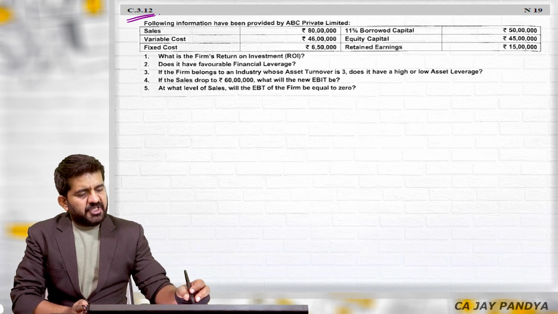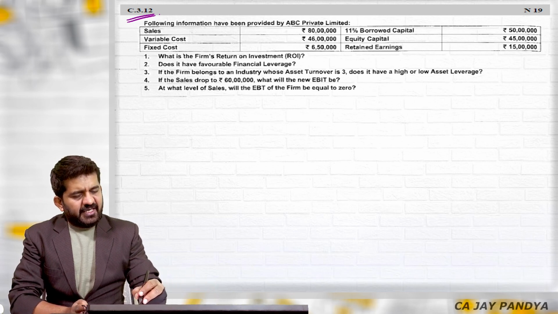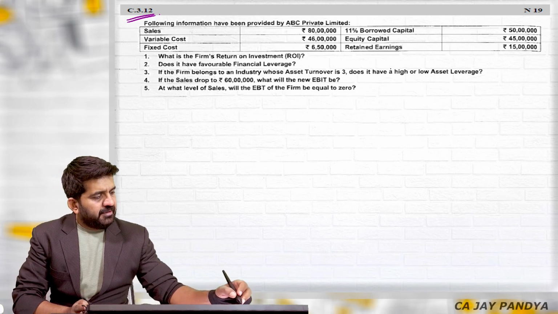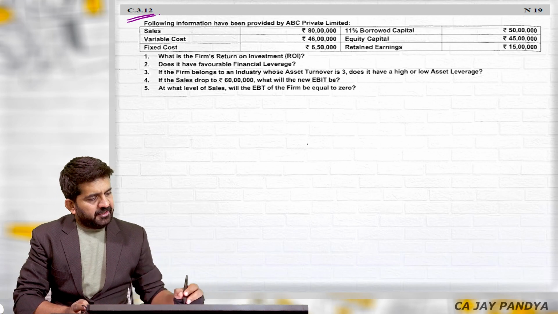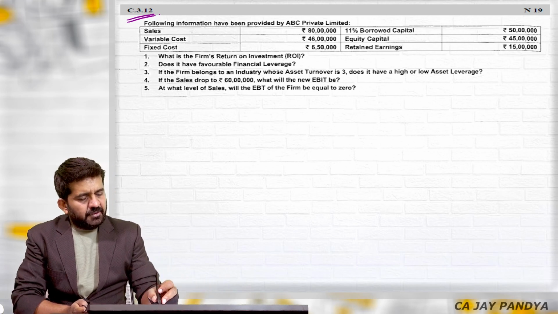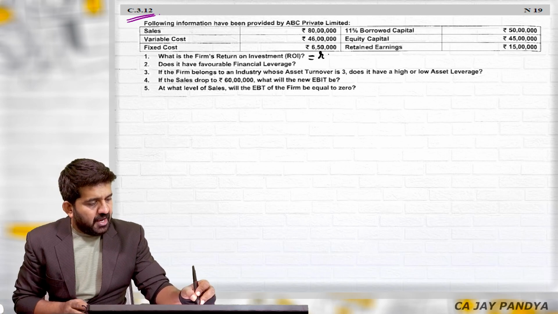The following information has been provided by ABC Private Limited. Sales 80 lakhs, variable cost 46 lakhs, fixed cost 6,50,000, 11% borrowed capital, equity capital and retained earnings. What is the firm's return on investment? So they are asking us R.